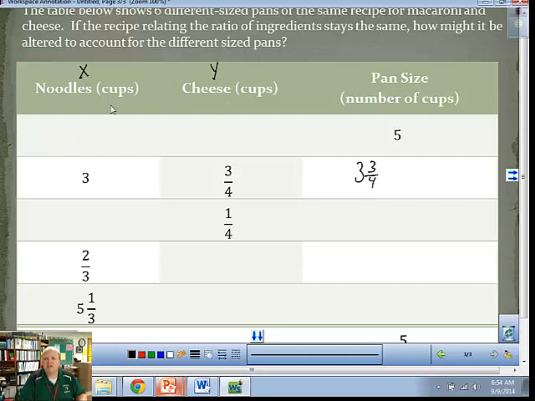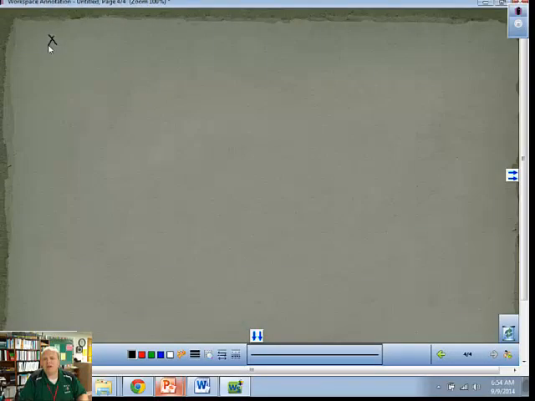Because the amount of cheese is going to depend on how many noodles I have to cover it up. It doesn't matter how much noodles, so my noodles are independent. My cups of cheese are dependent. So take 3 cups of noodles and 3/4 cup of cheese, and we're going to take that into our next slide. But we're coming back to this one, so just be ready. So remember, my X was noodles, and that was 3. My Y was cheese, and that was 3/4.